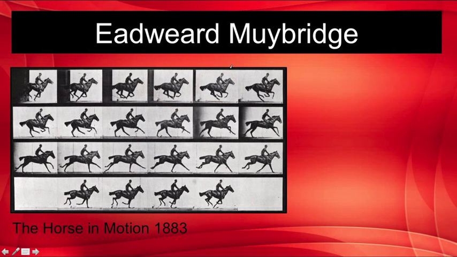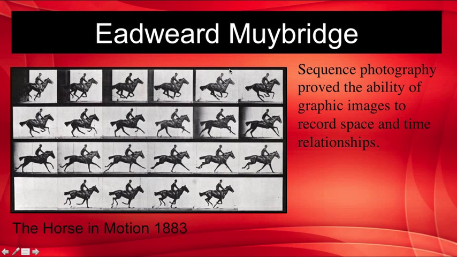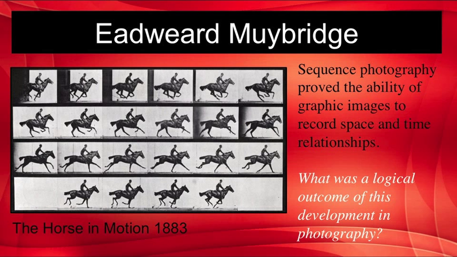This sequence took 24 cameras facing the sun, and they were equipped with a spring-loaded drop shutter. The shutters were attached to springs, and as the horse galloped, the shutter dropped. Sequence photography proved the ability of graphic images to record time and space relationships. And then I want you to tell me, what do you think was a logical outcome of this development in photography?